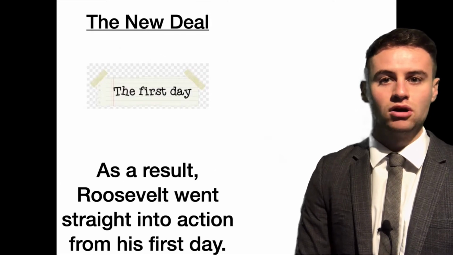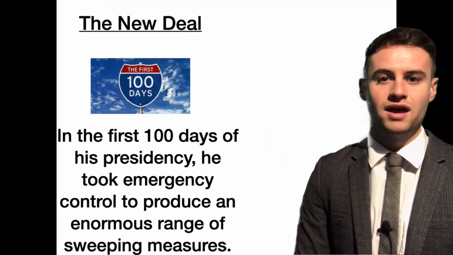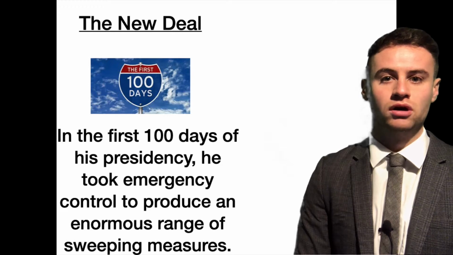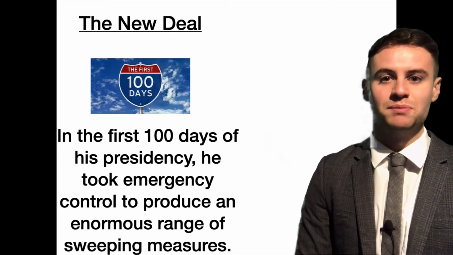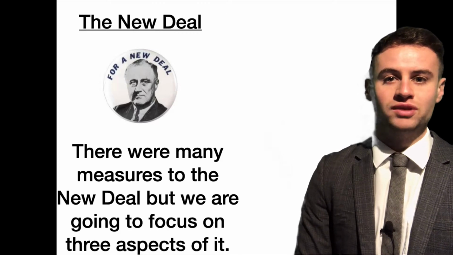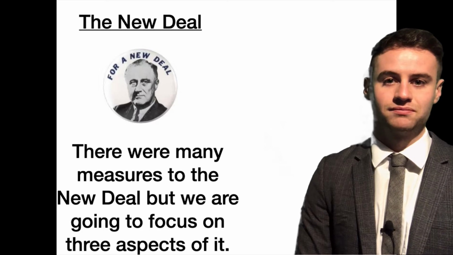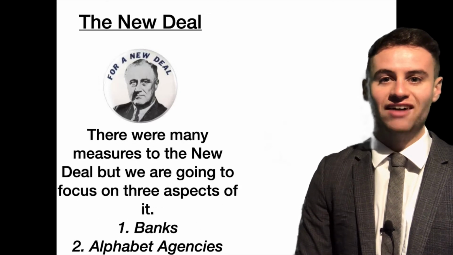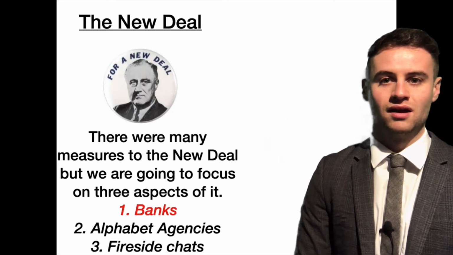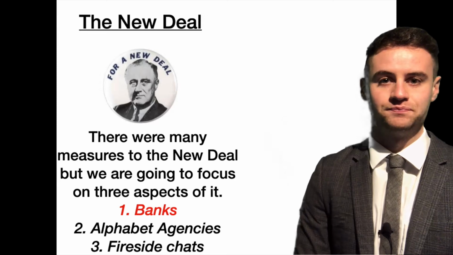As a result, Roosevelt went straight into action from his first day. In the first 100 days of his presidency, he took emergency control to produce an enormous range of sweeping measures. There were many measures that the New Deal brought, but we are going to focus on three aspects of it: banks, alphabet agencies, and fireside chats. The first aspect we can focus on is the banks.